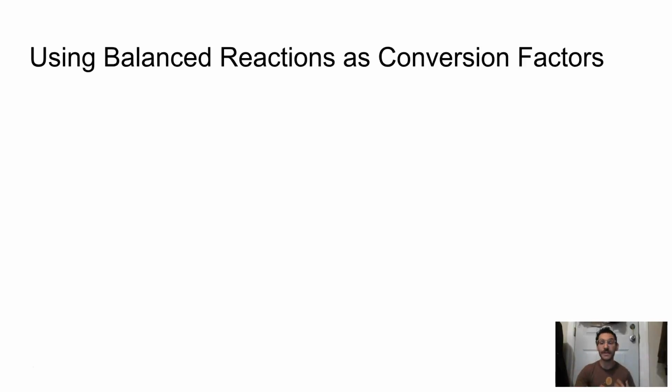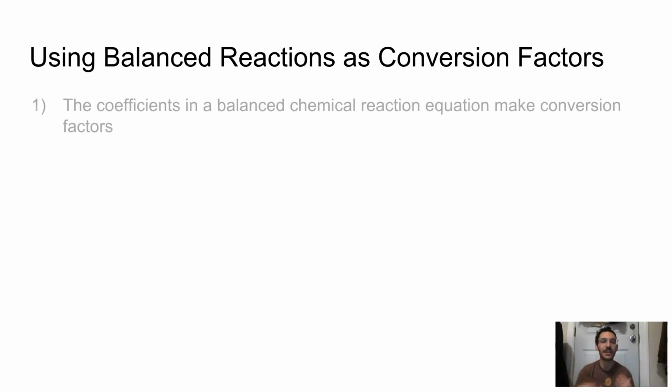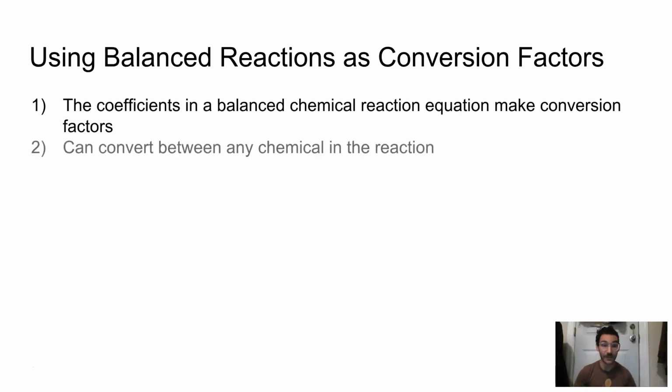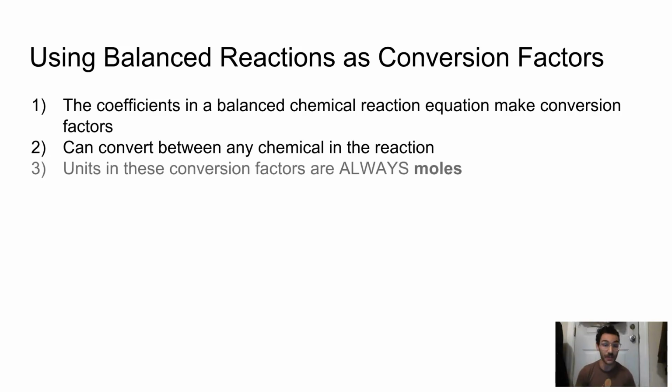So we talked about balancing equations. Well, part of the reason we balance equations is so that we can use them as conversion factors. The coefficients in a balanced chemical equation make up conversion factors. And so you can convert between any chemical in a reaction. Convert from a product to a reactant, from one reactant to a different reactant, using these coefficients. The units that we convert between are always going to be moles. So let's say I know moles of one reactant, I can convert to moles of another reactant if I have a balanced equation to figure out what ratio I should combine them in.